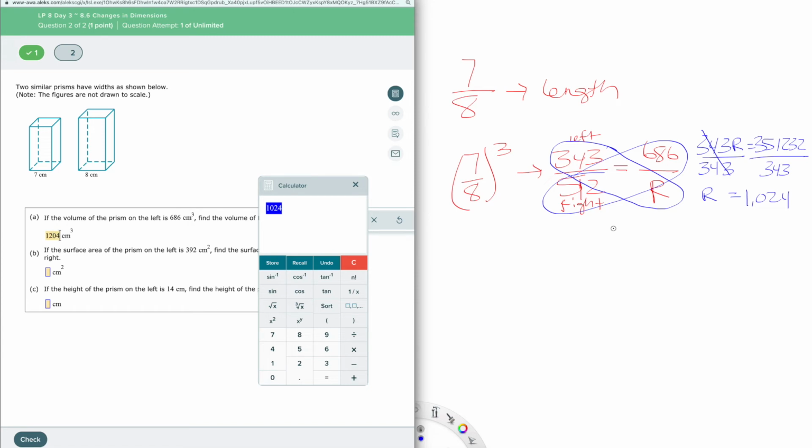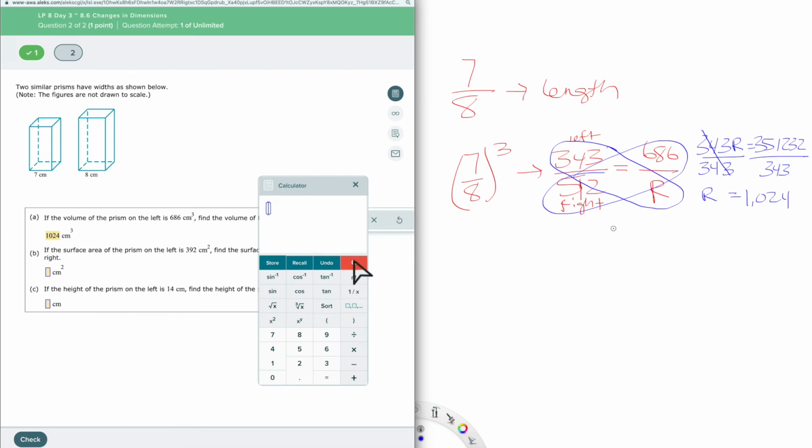Oop, typed that in wrong. 1,024. And does that make sense that it's bigger? Yes. This is a smaller rectangular prism. This is a larger rectangular prism. So it does make sense that it's larger. I had 686, now I have 1,024. So that does make sense that one is larger than the other.